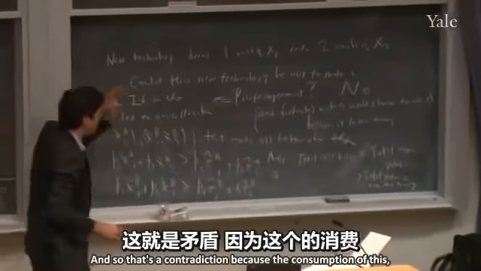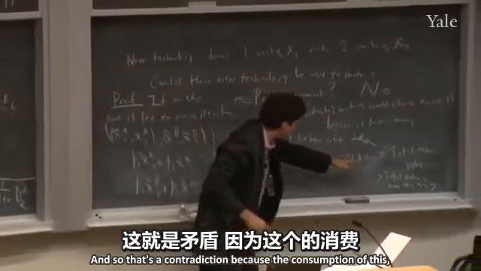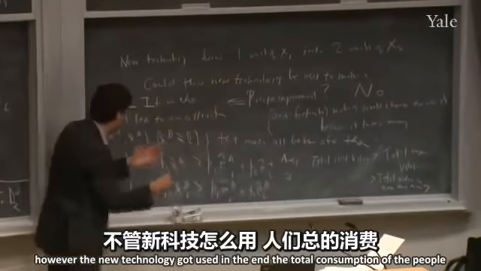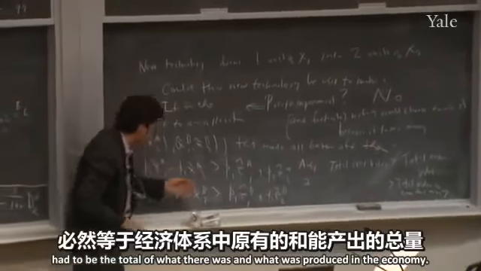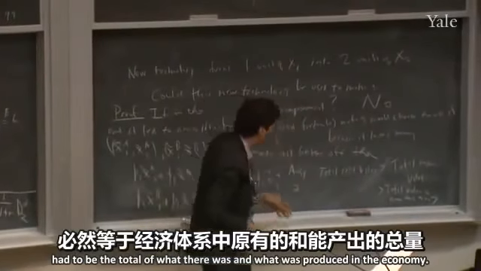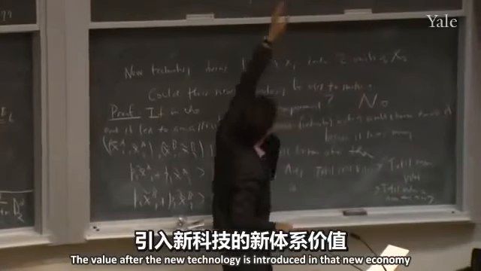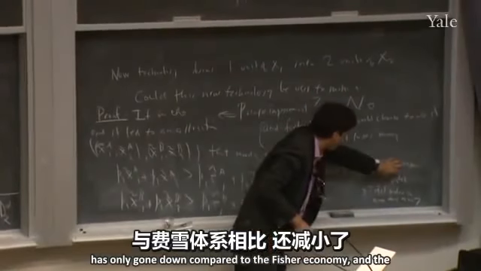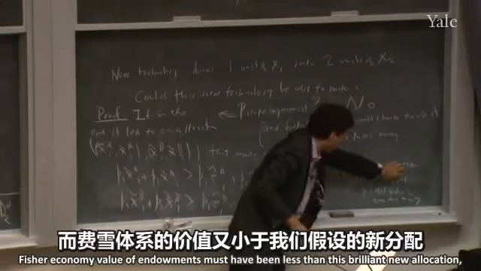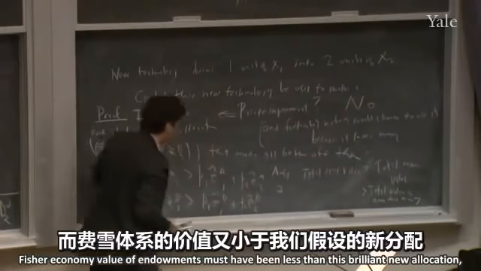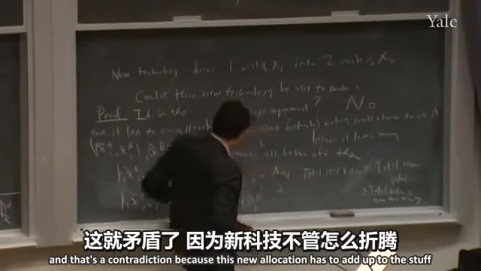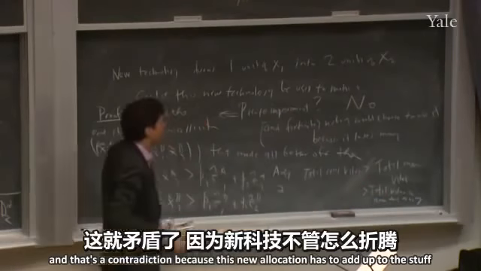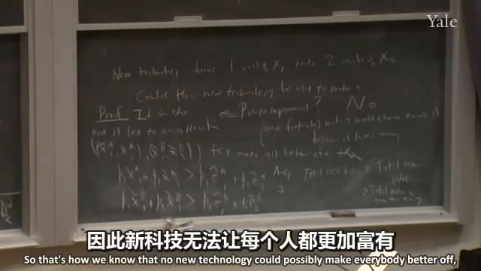Right? So that's a contradiction, because however the new technology got used, in the end the total consumption of the people had to be the total of what there was and what was produced in the economy. The value after the new technology is introduced in that new economy has only gone down compared to the Fisher economy, and the Fisher economy value of endowments must have been less than this brilliant new allocation. And that's a contradiction, because this new allocation has to add up to the stuff that's there in the new technology economy. Okay, so that's how we know that no new technology could possibly make everybody better off.